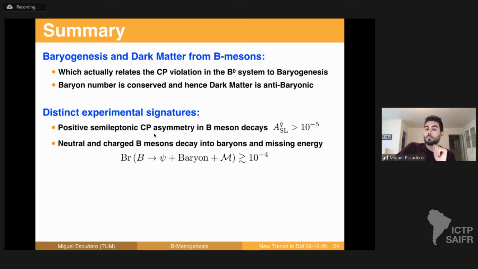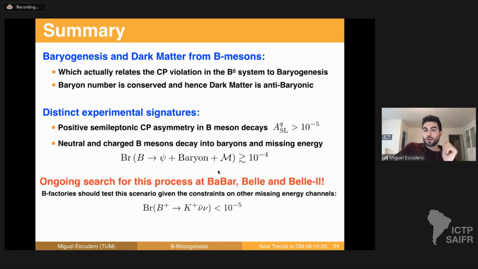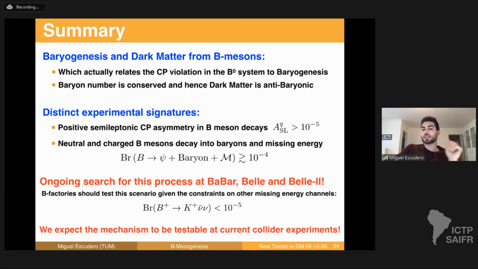So it will lead to a positive semi-electronic asymmetry in the neutral B-meson decays with a value greater than 10 to the minus 5. And in this scenario, both neutral and charged B-mesons should decay into baryons and missing energy with a branching fraction that should be larger than 10 to the minus 4. There are ongoing searches for these processes at BaBar, Belle, and Belle II. And given the sensitivities of B factories to processes involving missing energy, we expect them to fully test the mechanism at current collider experiments.